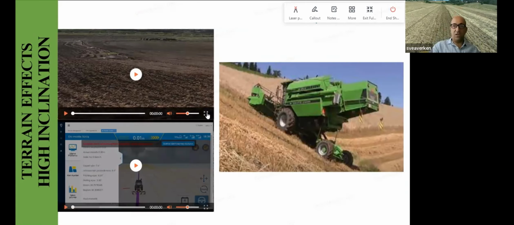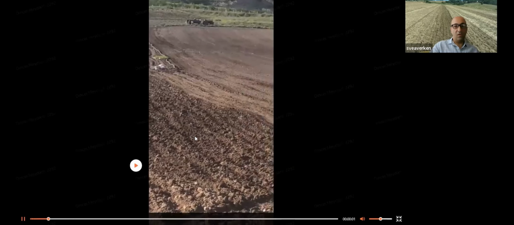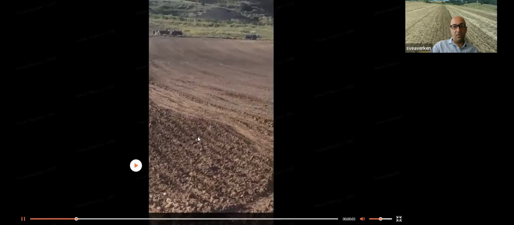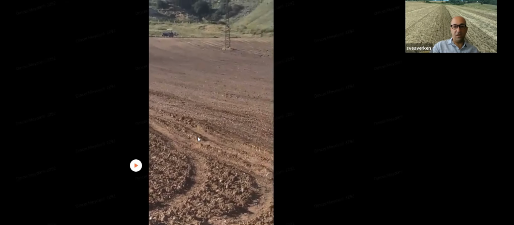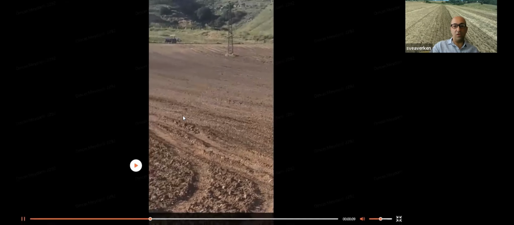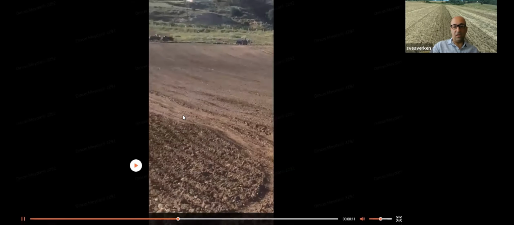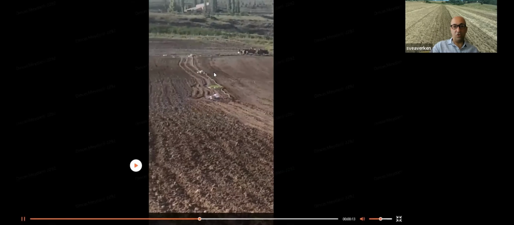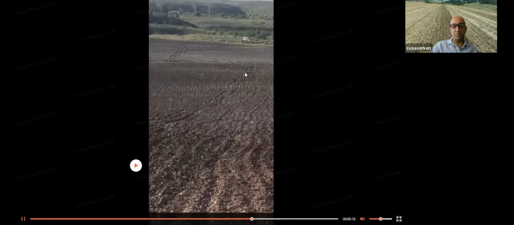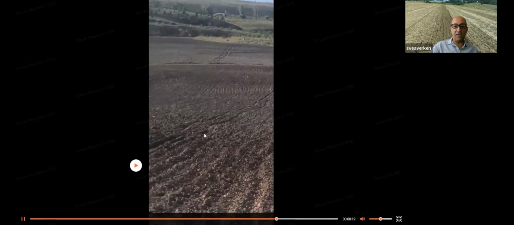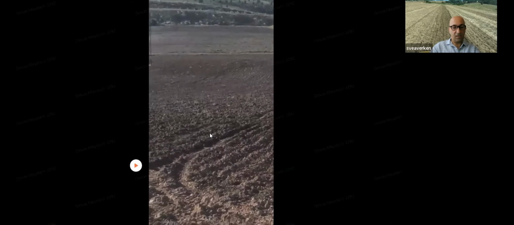For instance, this one, please check the terrain here. There are numerous inclinations in different directions here, and the farmers are using this territory to seed. So you see the bands here clearly. It's a difficult terrain for this.